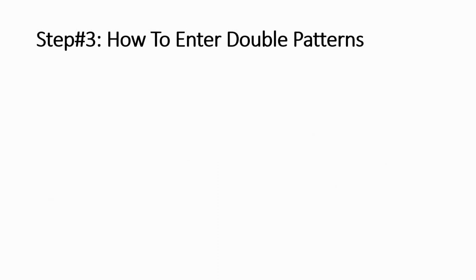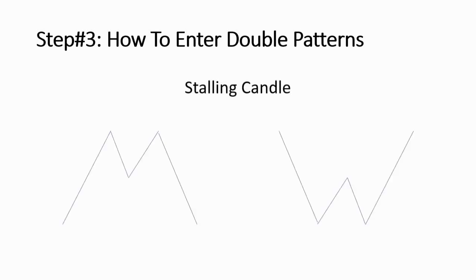One of the trickiest steps with double tops and double bottoms is where to enter. There are essentially 2 possibilities to entering this pattern. The first, perhaps, is the most risky, but carries the largest reward. This method is where you wait for what I'm terming a stalling candle to form at the second top or bottom.